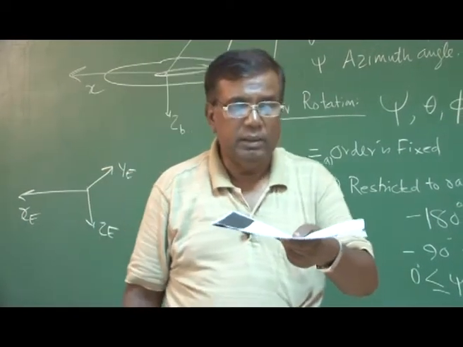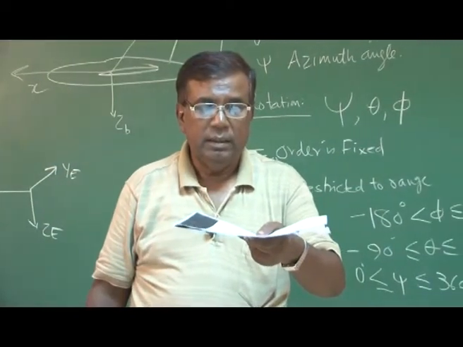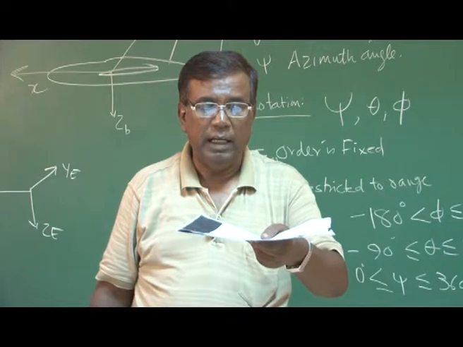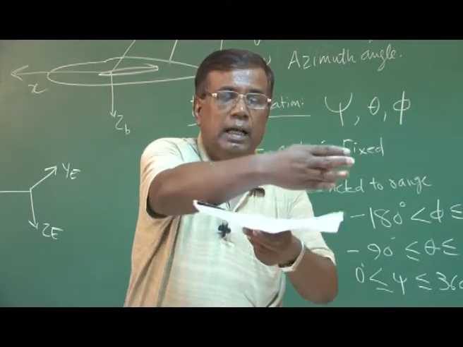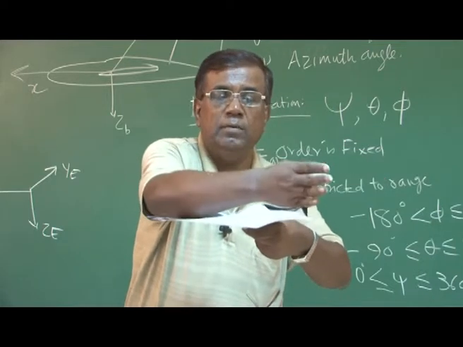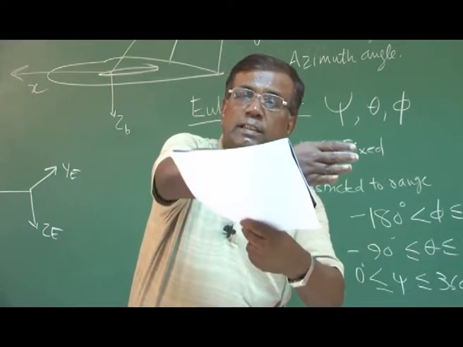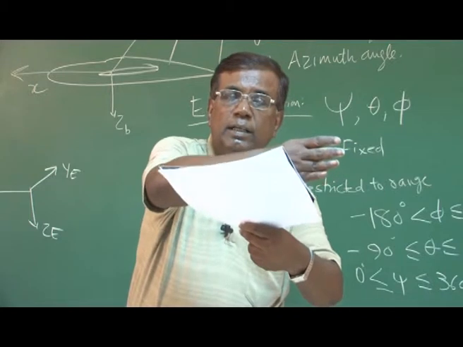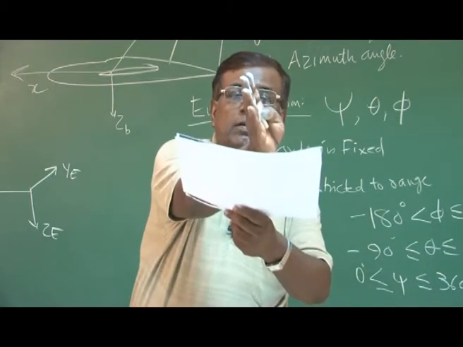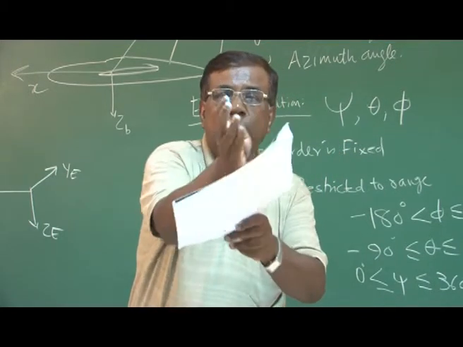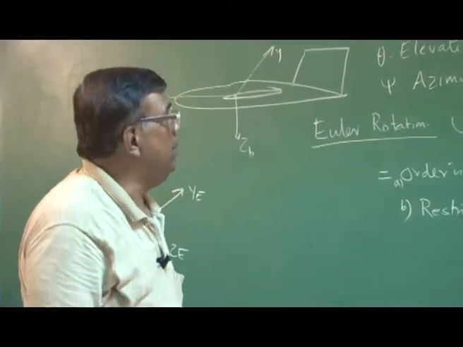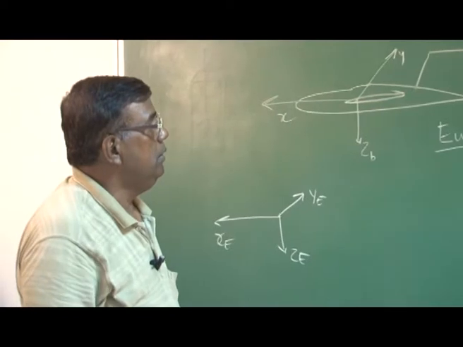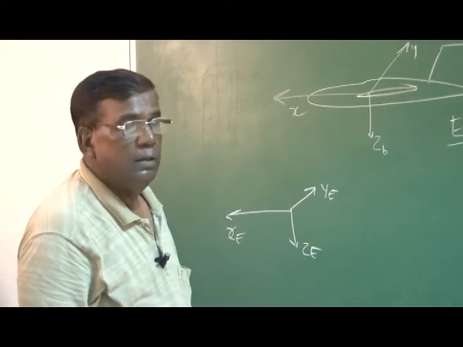What? Suppose this is the orientation I am starting with. I am giving a psi. Now this becomes y. Okay? Earlier y was like this. Now this becomes y. So theta is about this y axis. Okay? Similarly phi will be about this axis. Okay? So they are different compared to the concept of roll, pitch and yaw angle.